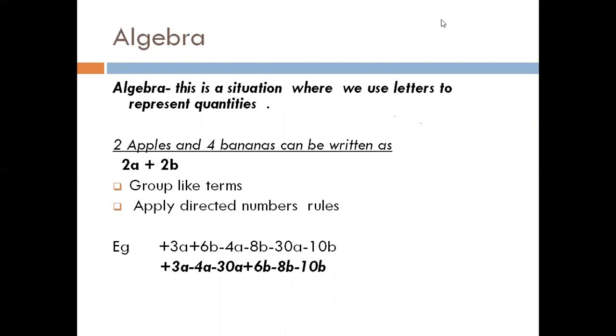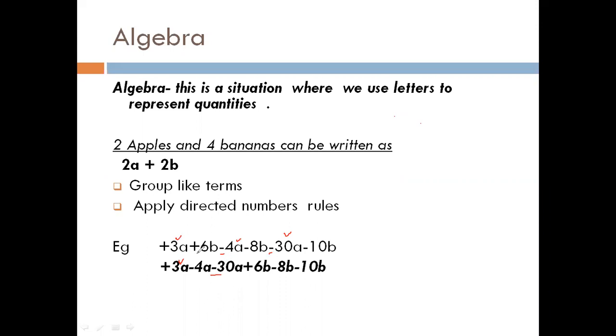So this is a typical example that we can use to demonstrate how we do it. Number one, you group like terms, like with like. For example, we have 3a plus 6b minus 4a plus 8b minus 3a plus 10b. You start by grouping all the terms in a. So we have 3a, then minus 4a, you take the number with the sign. Then minus 30a. Then we are done with the a's.